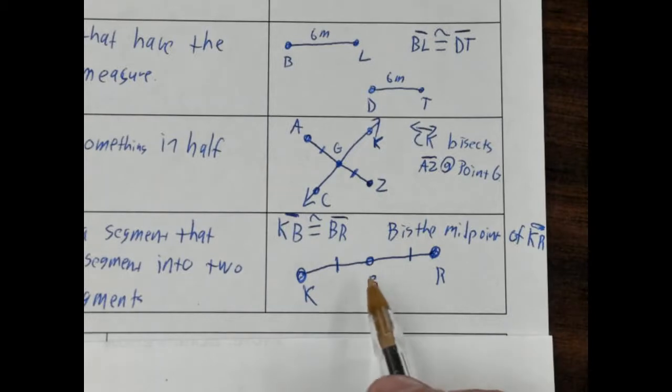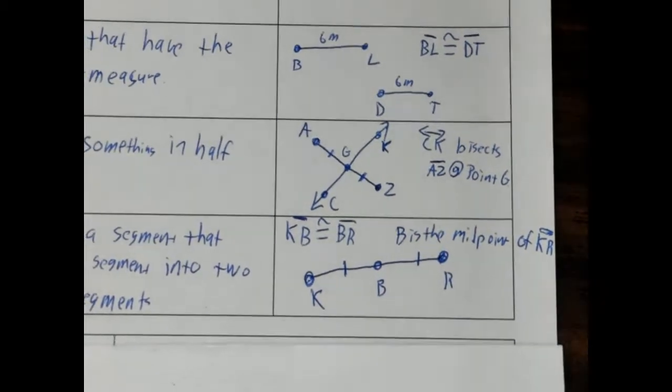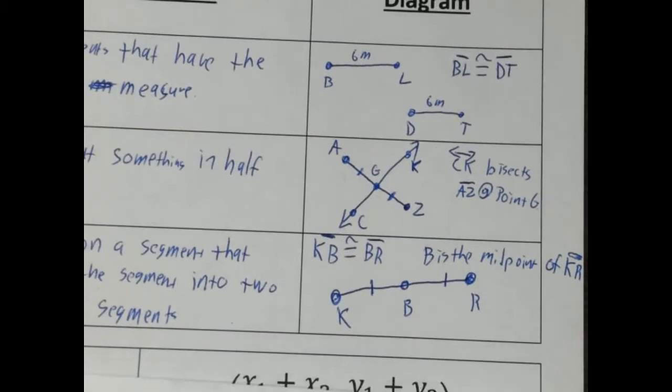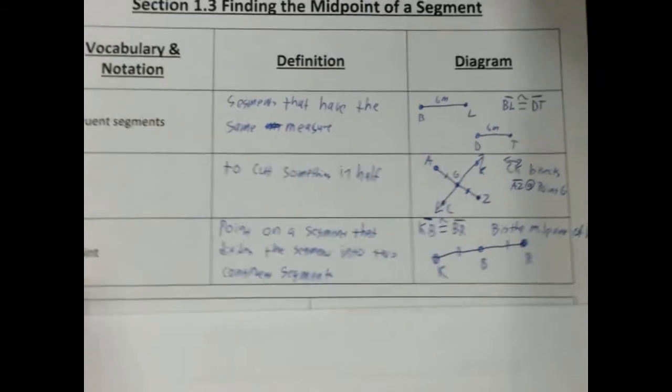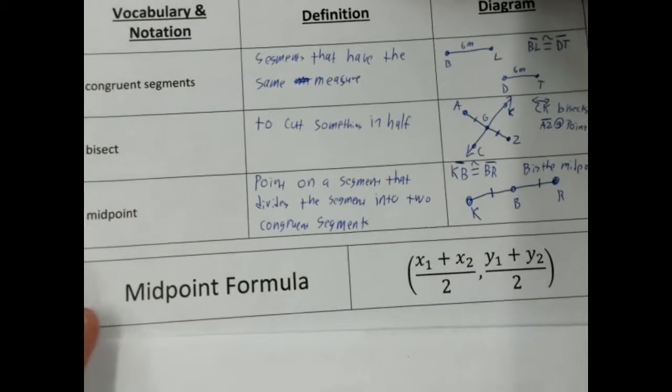So, yeah, that's the meat and bones of this thing. This is how it's going to be really. This is what we're really talking about. These three things. So we have congruent segments, bisect, and midpoint.